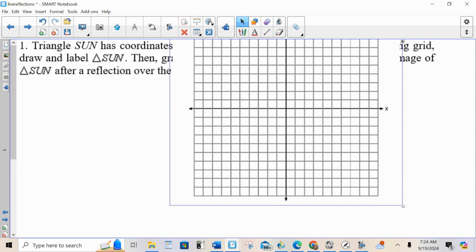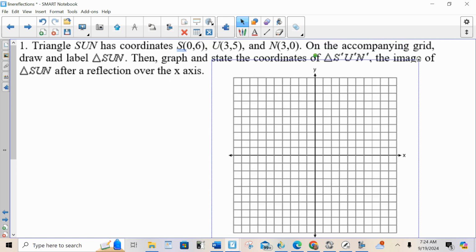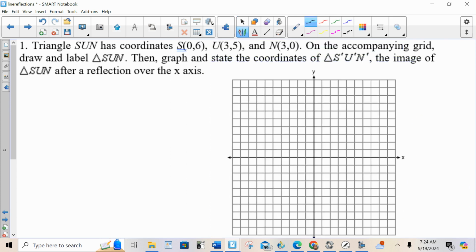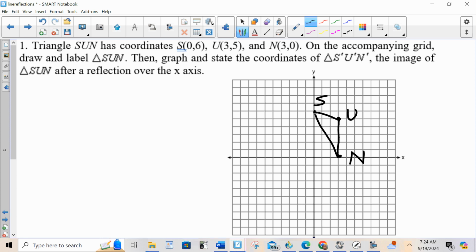Triangle SUN has coordinates S (0, 6), U (3, 5), N (3, 0), and it wants me to reflect it over the x-axis. So to reflect over a line, count to the line I'm reflecting over. So if I'm reflecting over the x-axis, I'm going to take each point and count to that line. So let's start with S.